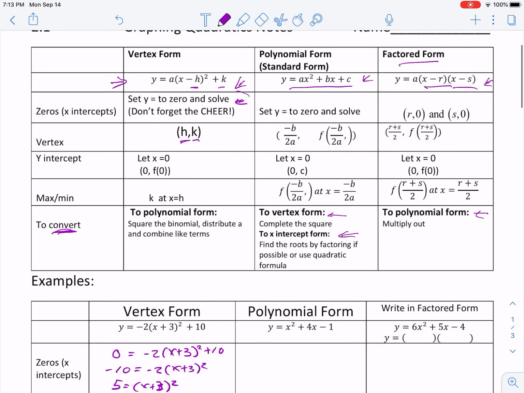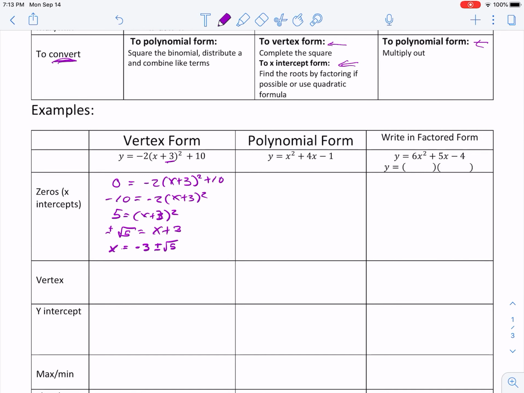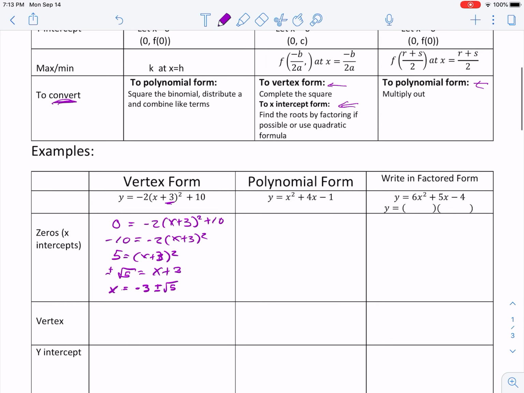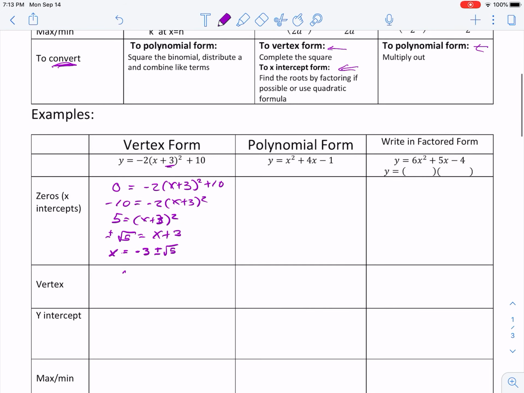Okay? Vertex is h and k. Remember that the formula up here says x minus h. So this is a minus a negative 3. So your vertex is at negative 3, 10. The y-intercept, you let x equals 0. So I end up with y equals negative 2 times 3 squared plus 10. 3 squared is 9, so that's negative 18 plus 10 equals negative 8. So you're at 0, negative 8.